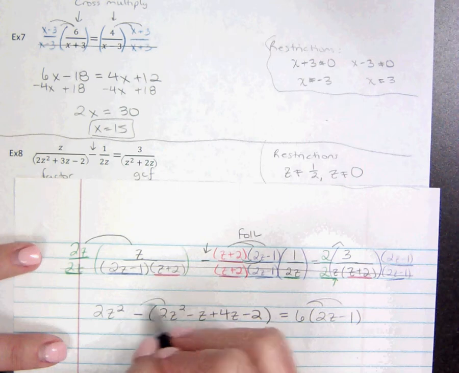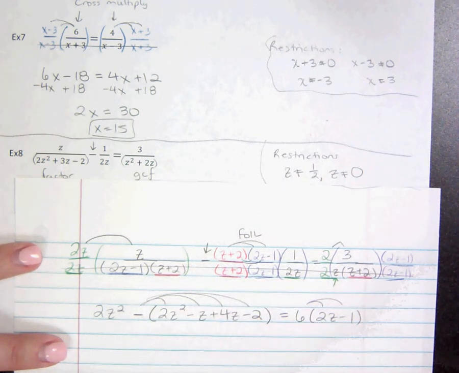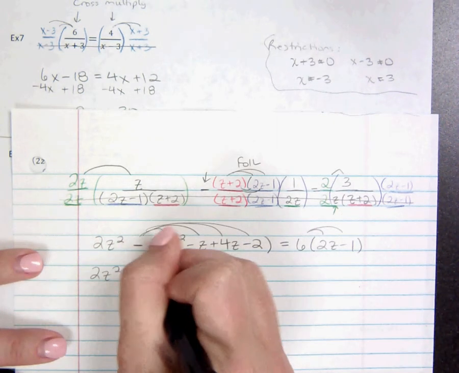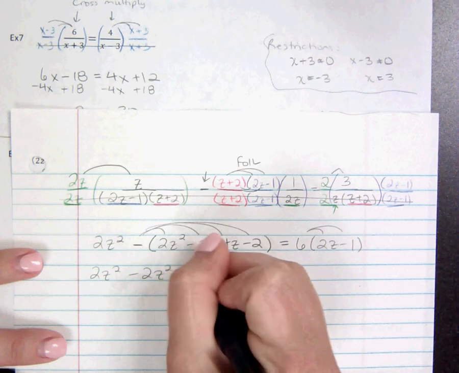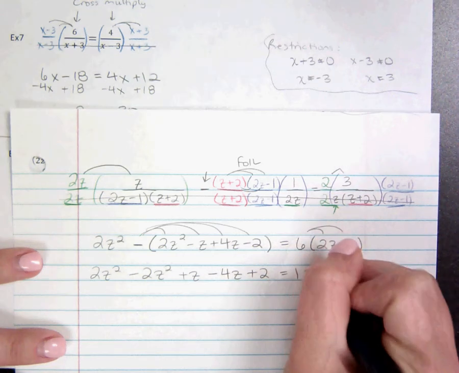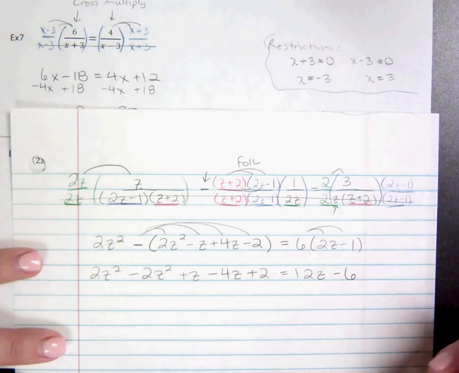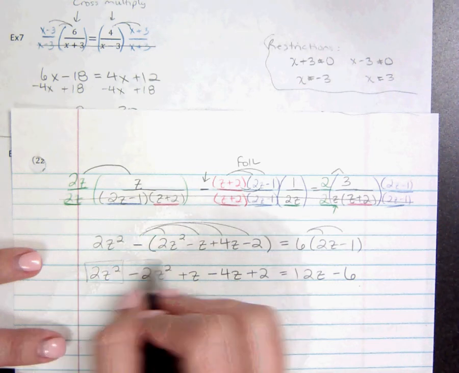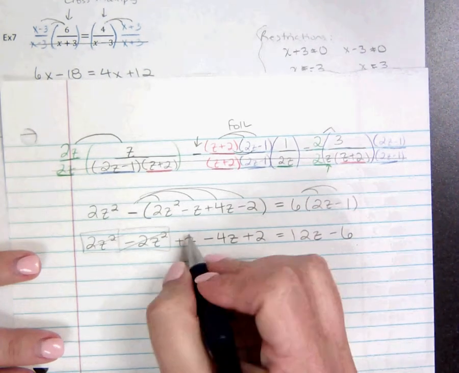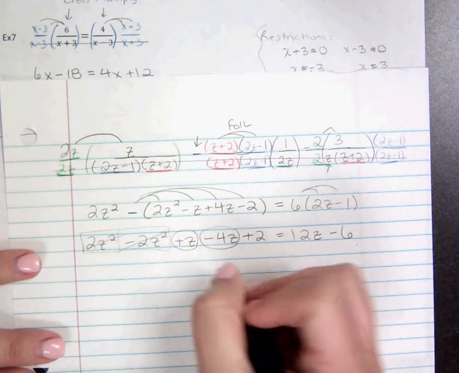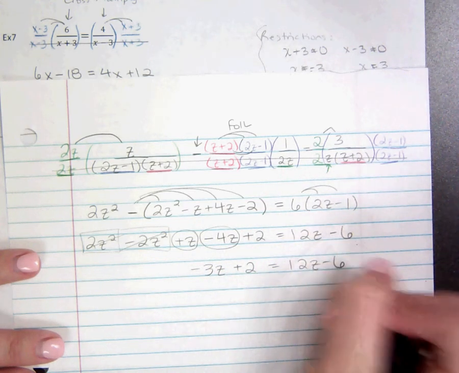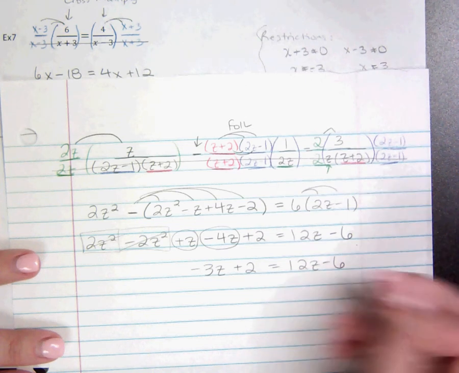So like I said, lots going on this problem. We'll have to distribute that subtraction as well. Just keep cleaning it up. So 2z squared minus 2z squared, that's going to become plus z minus 4z plus 2 equals 12z minus 6. This 2z squared and minus 2z squared zero out, which is quite nice. That makes a linear equation. The plus z and the minus 4z make minus 3z plus 2 equals 12z minus 6. Now it's linear, so we can solve it.